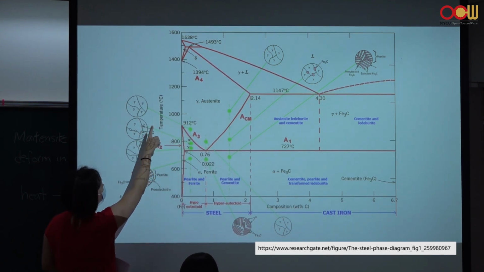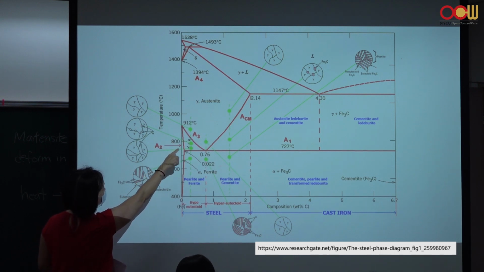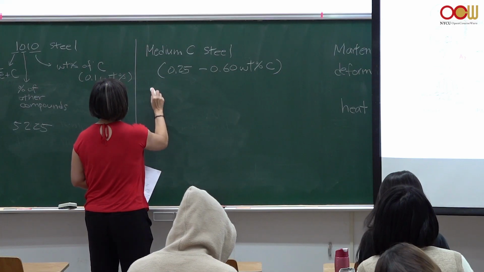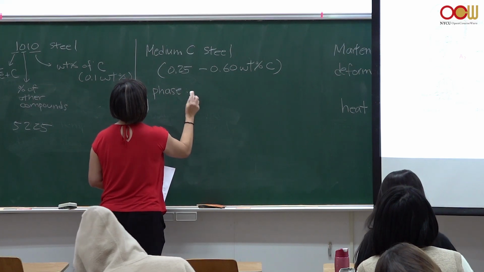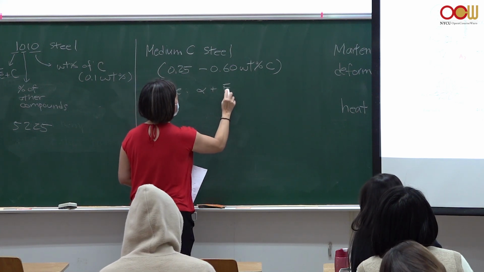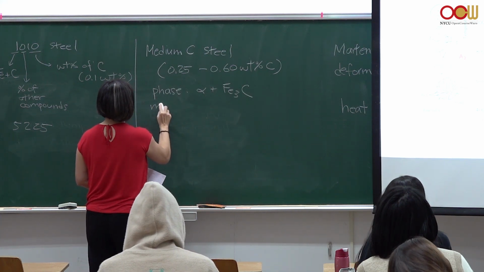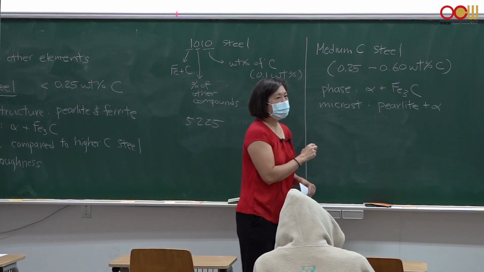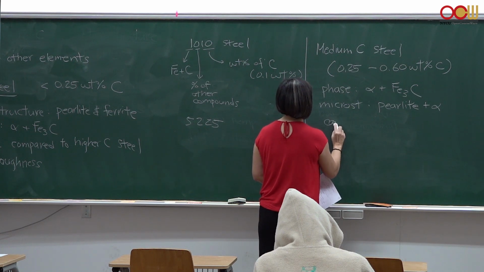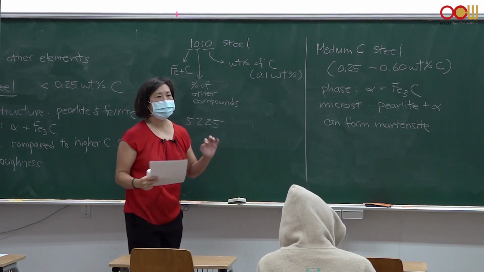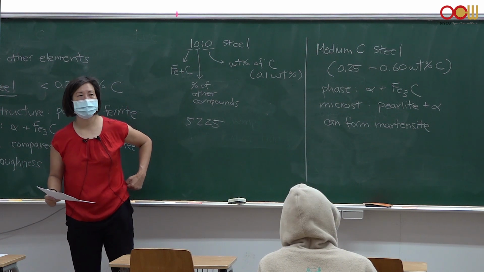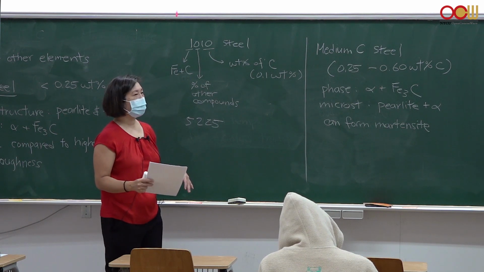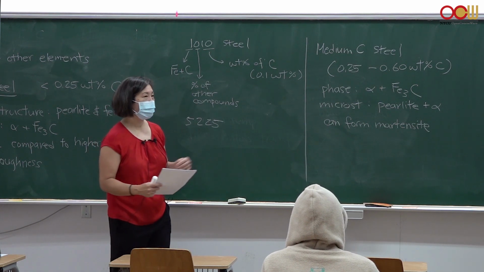So we're still talking about coming down from the austenite phase, still getting perlite and ferrite as we go down. Okay, so the phases present would still be ferrite and cementite. The microstructure is still the same, would be perlite plus ferrite. Medium carbon steels can form martensite. For really low carbon steels, usually there's not enough carbon to stabilize the structure in the martensite phase, so usually they don't form martensite. But a medium carbon steel will form martensite if you quench it.